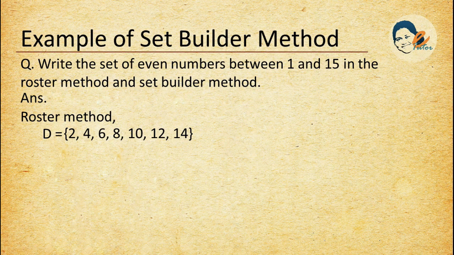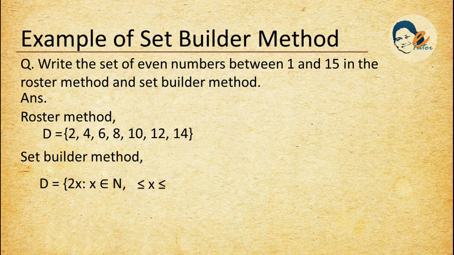Now, if we write the set in the form of set builder method, then the set capital D will look like this. Why? Because the elements are even numbers, right? So, we can represent any even number in the form of a multiple of 2. Now, we just have to make the rest of the formula. That is, what is the range of this X?